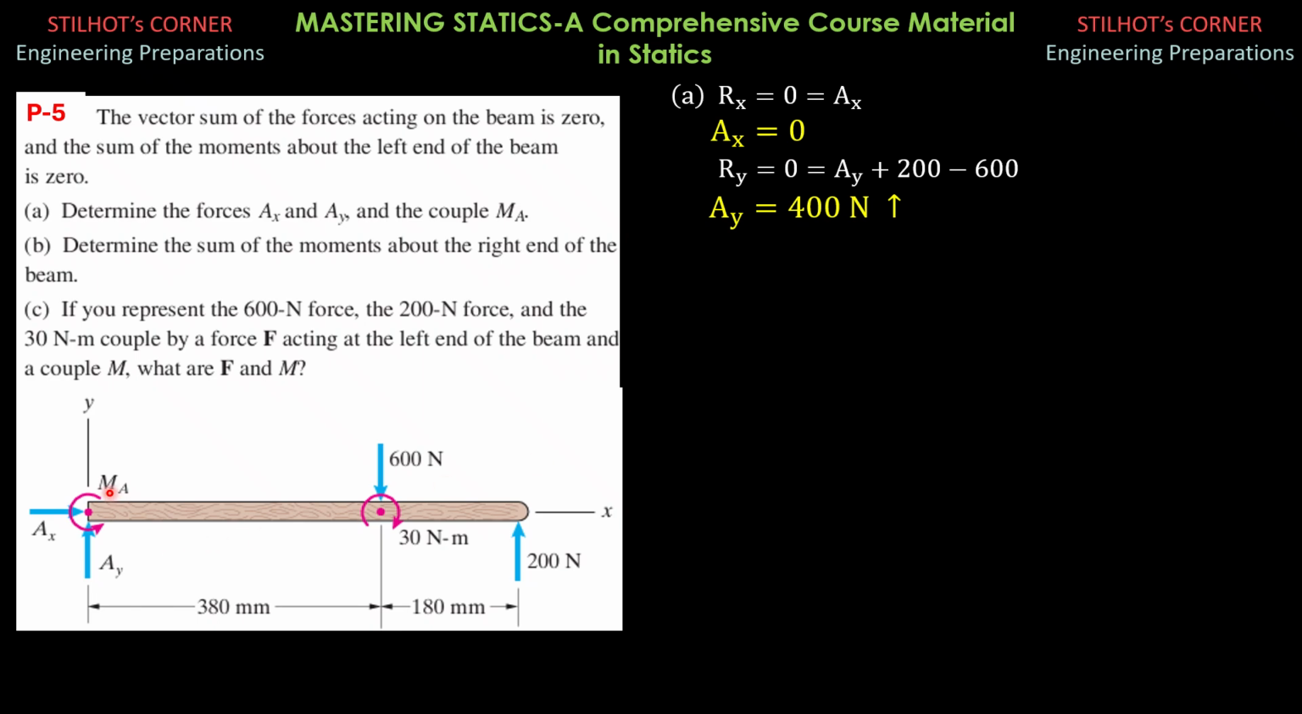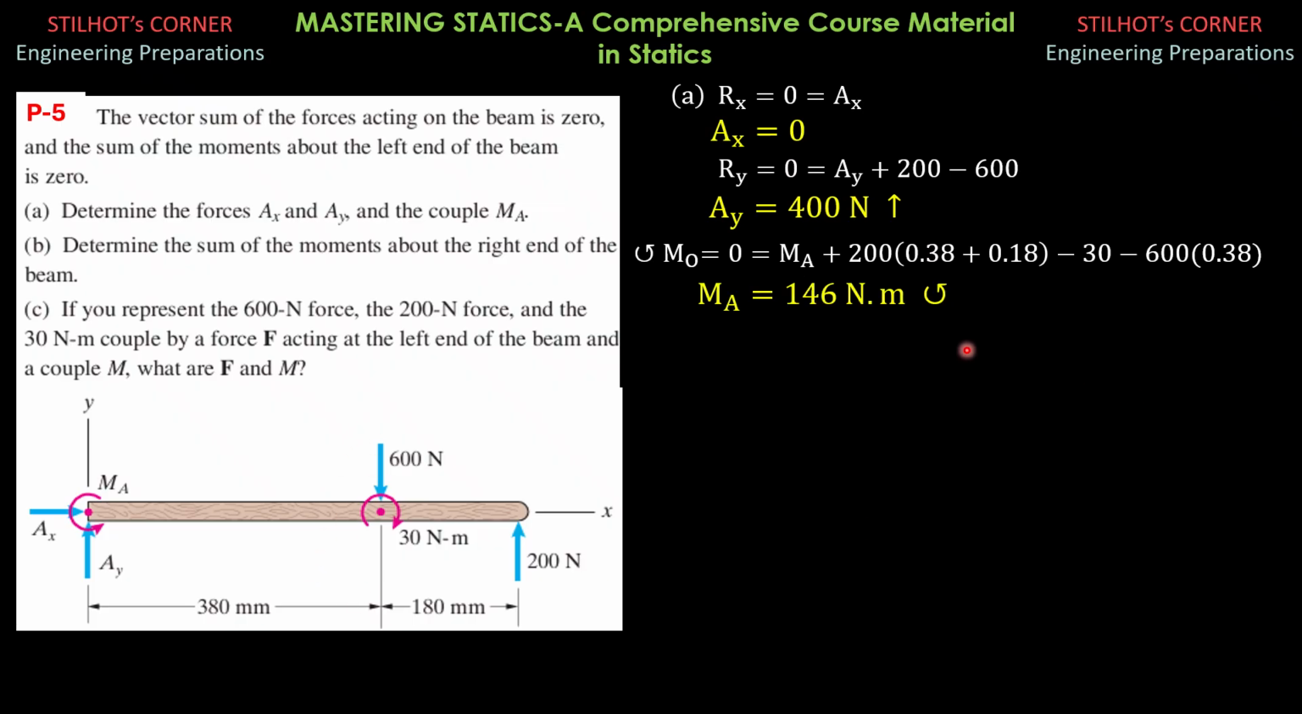Then for MA, we sum up moments about A and equate it to 0 because the vector sum of moments about the left end is also 0, counterclockwise positive. So MO, the summation of moments about the origin, equals 0, and that is MA plus 200 times quantity 0.38 plus 0.18, then minus this couple 30, then minus 600 times 0.38. So MA equals 146 Newton meter counterclockwise.